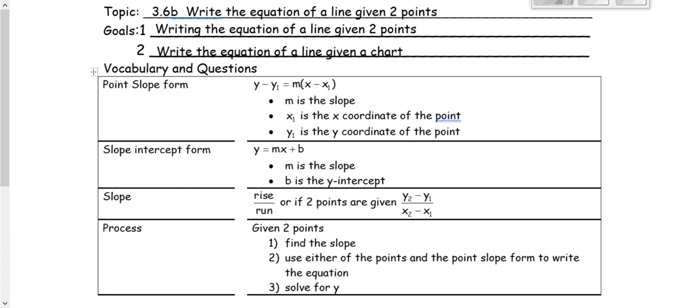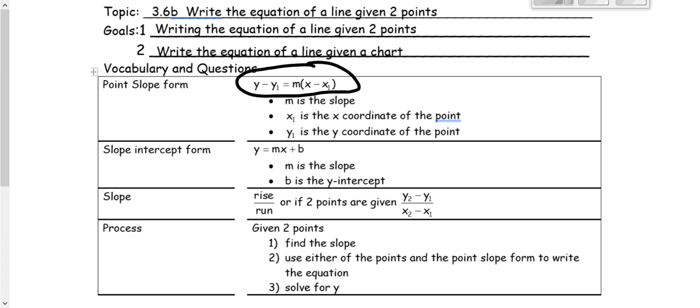In this lesson, we are going to talk about writing the equation of the line given 2 points, or given a chart of points. And so the big thing here, this is going to be just like the previous lesson that we did, where you're writing the equation of the line given a slope and a point. We're still going to be using that point-slope formula.